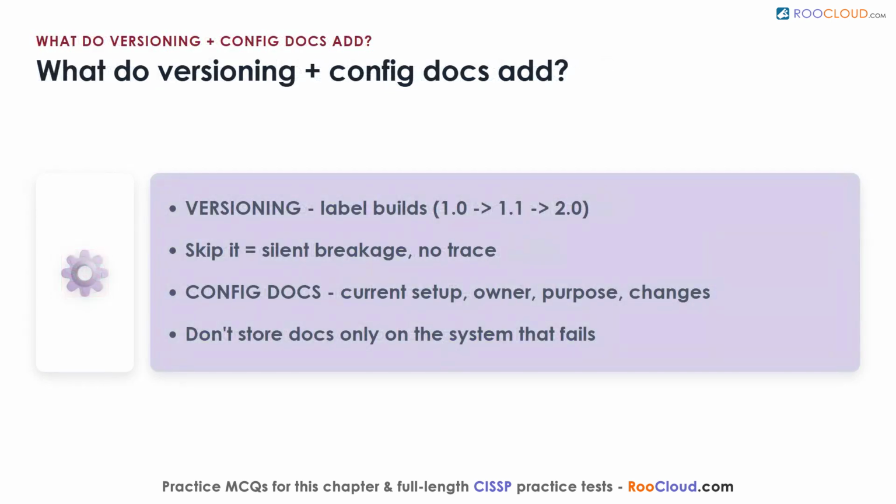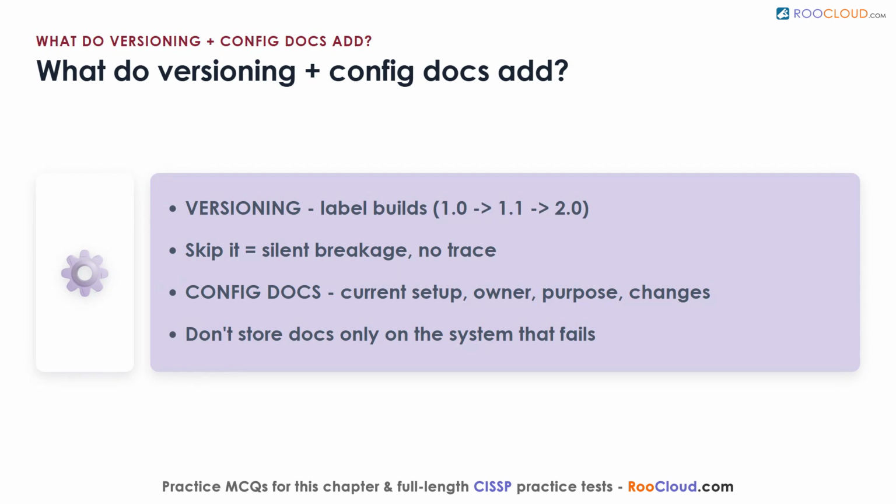What do versioning and configuration documentation add? They give you memory and a way back. Versioning is version control for software. A labeling scheme that separates one build from another, like a small update stepping from 1.0 to 1.1, and a major overhaul jumping to 2.0. Skip it, and one careless change can silently break an application with no way to trace what happened.